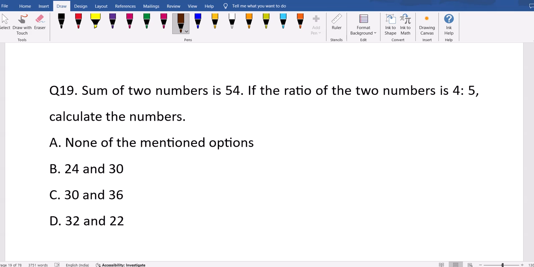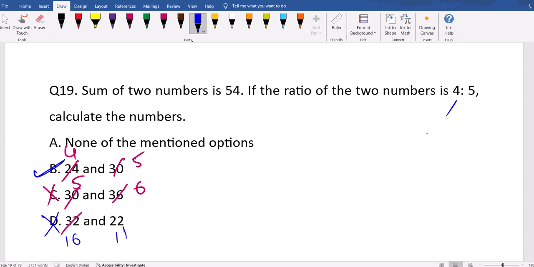Now the 4 is to 5 ratio. The possibilities: 6 4 times, 6 5 times. But 6 5 times, 6 6 times is not possible. This is 4 8 times. In fact, 4 also no. 2 6 times, 2 11 times. So among the options, the possibility is B, or else none. In fact, B is correct because the sum of the two numbers is 54 and it is satisfying the 4 is to 5 ratio. So that's basic, right? The sum of those two should be 54.